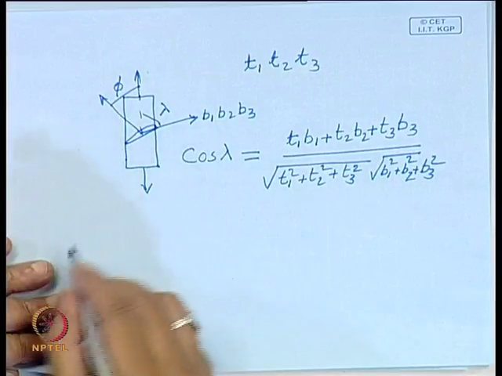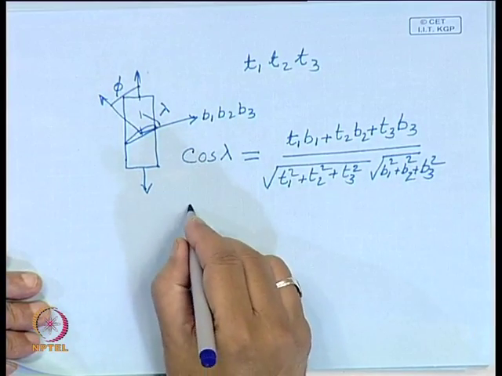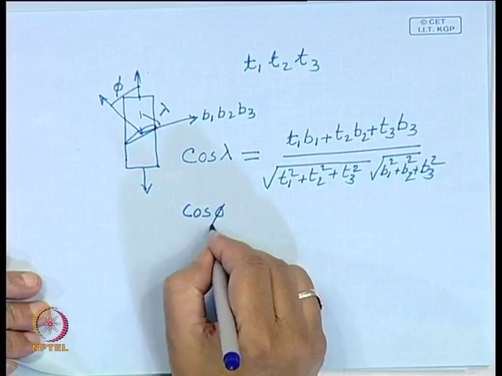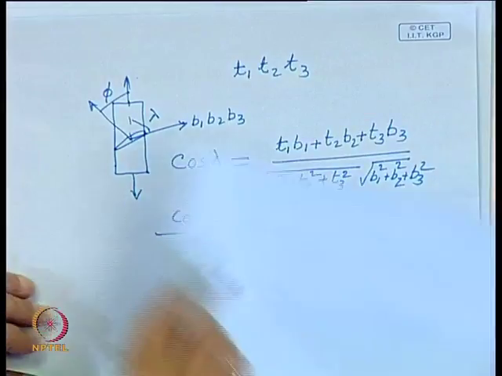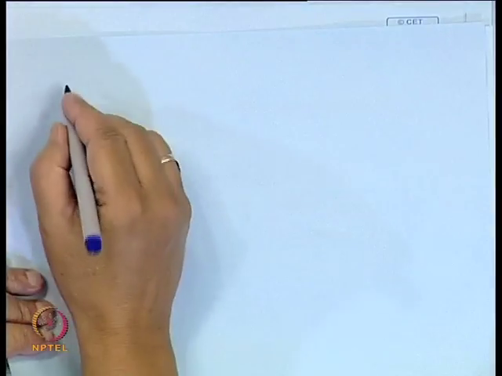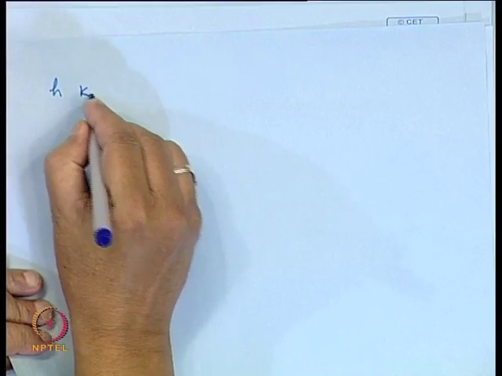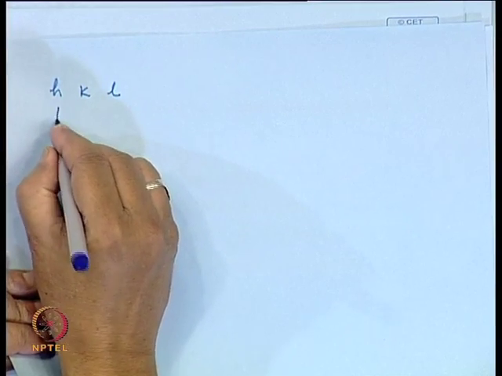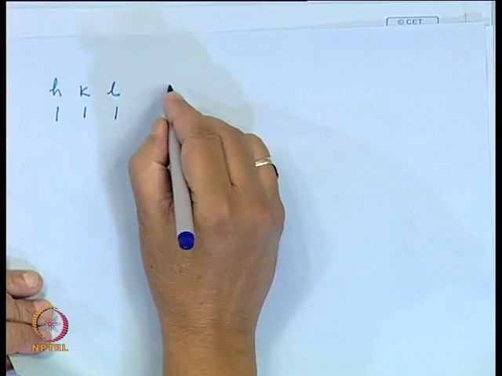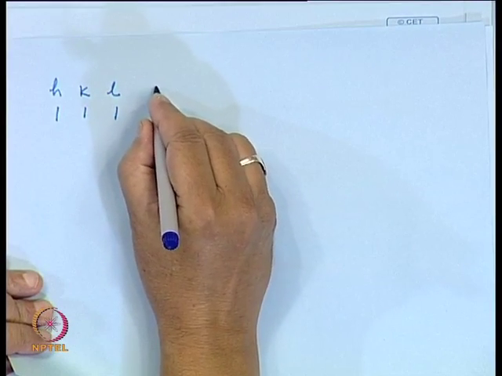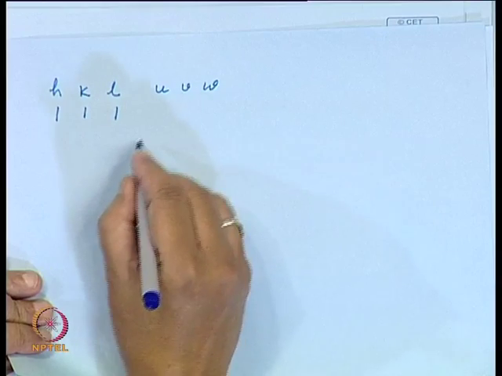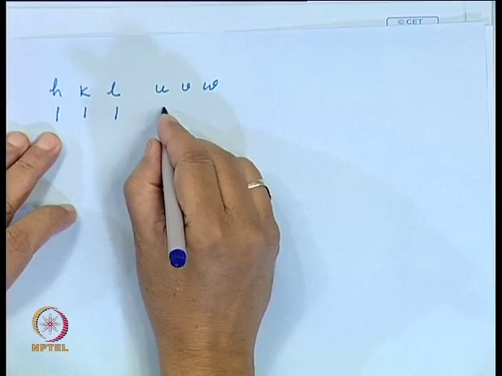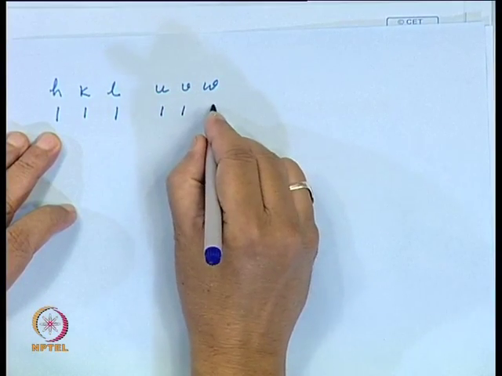Now, once you do that, in the same way you can also find out cos phi. So, what you need to do is set up a table, and this can easily be done on a spreadsheet, Excel. Say, suppose the HKL slip plane 1 is 1 1 1, and you have to pick up the slip direction. Let us say the slip direction is u v w. Now, the slip direction is 1 1 0.